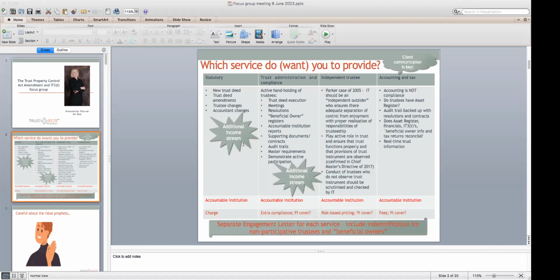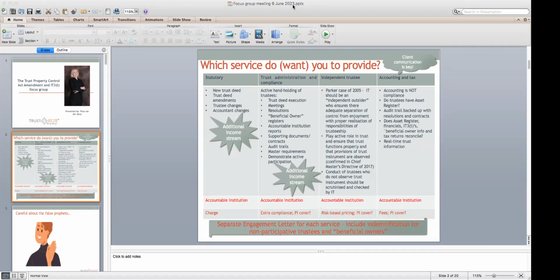First of all, it's the normal statutory stuff. That's creation of trust deeds, trust deed amendments, trustee changes, accountant changes, typically the stuff that we have to file with the Master's Office. For some, that may be an additional income stream. You now see today that you have to register as an accountable institution, and there are specific words that are important to decide whether you should register or not. And clearly you would charge a normal fee for that.